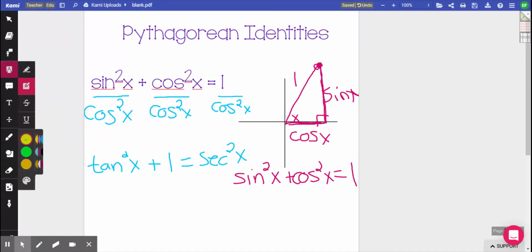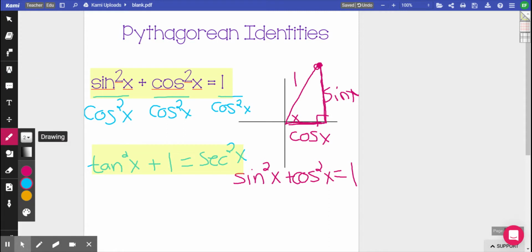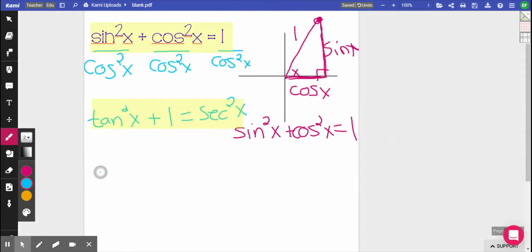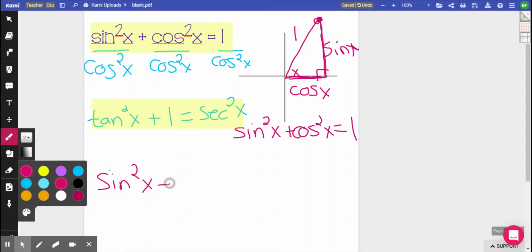So we're highlighting them here, so we have them. This is our first Pythagorean identity. This one here is our second Pythagorean identity. And now if we go back to our original, so I'll just rewrite it here. So if I rewrite my original, sine squared x plus cosine squared x equals 1. Well, the first time we divided by the cosine. This time let's just divide by sine. We'll do the other one.